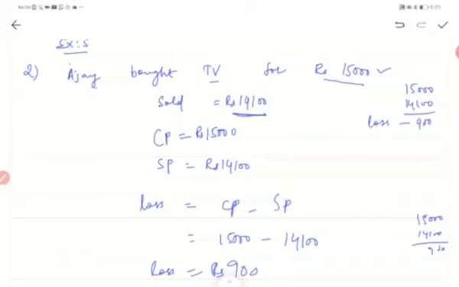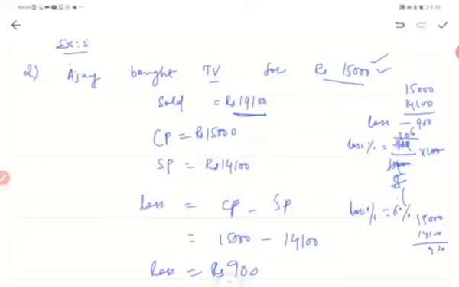Now if I want to find the loss percentage, how am I going to find it? Loss percentage is loss divided by cost price, which is 15,000, into 100. The simplification: 15 1 is 15, you can cancel it with 5 3, 3 5 is 15, 3 3 is 9, and 5 1 is 5, 5 6 is 30. So the loss percentage is 6%, isn't it?